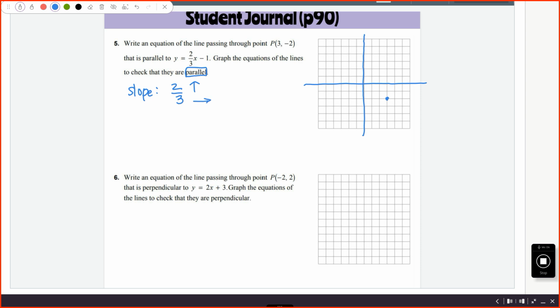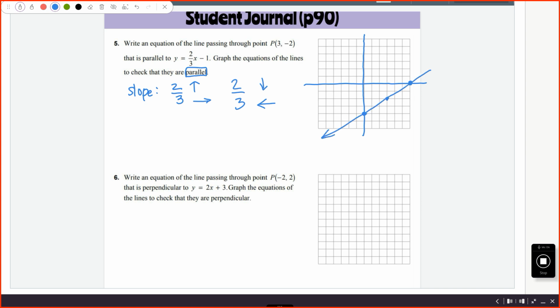So let's count that from the first point. This is 3, negative 2. And then we count up 2 and then 3 over. 1, 2, 3. Put another dot there. What if you want another point? But I have no more space. Where can I go? Okay, you can go down 2, but you have to reverse the 3 also. You have to go left 3. Okay, so let's do that again from here. Down 2, left 3. There you go. And we got your line.